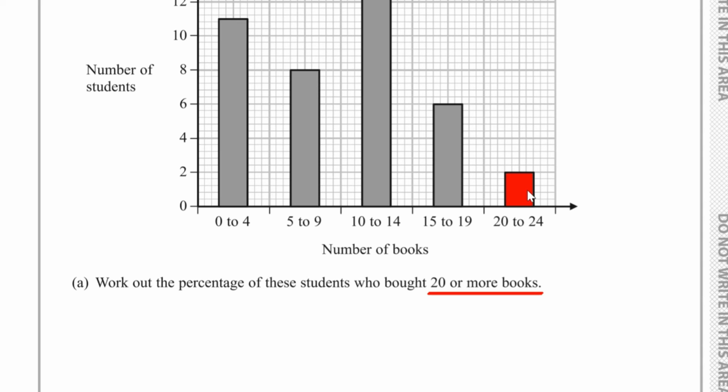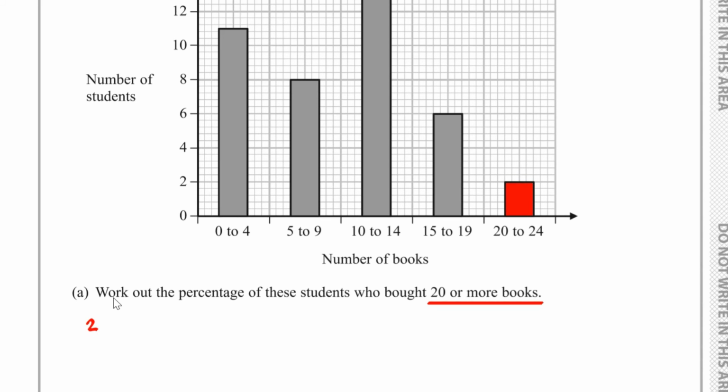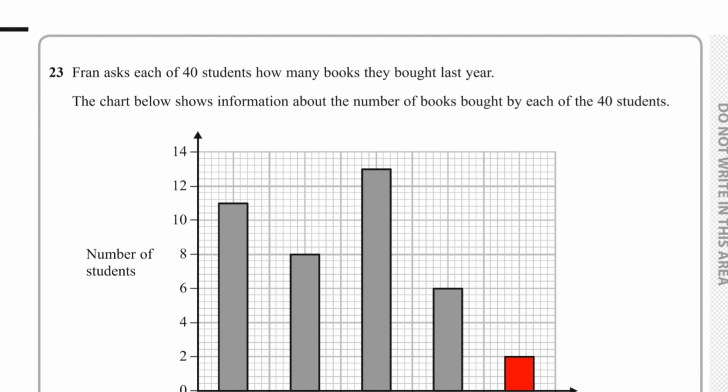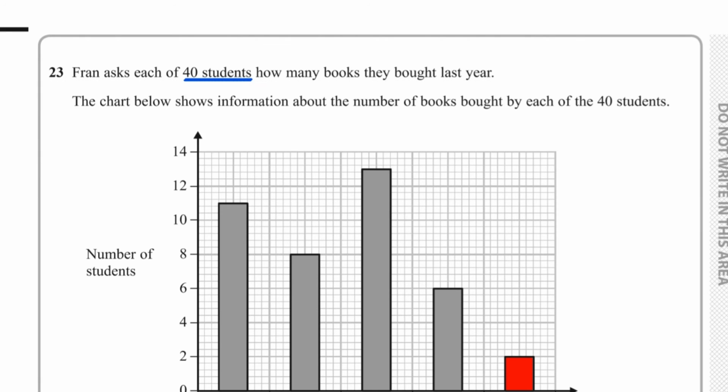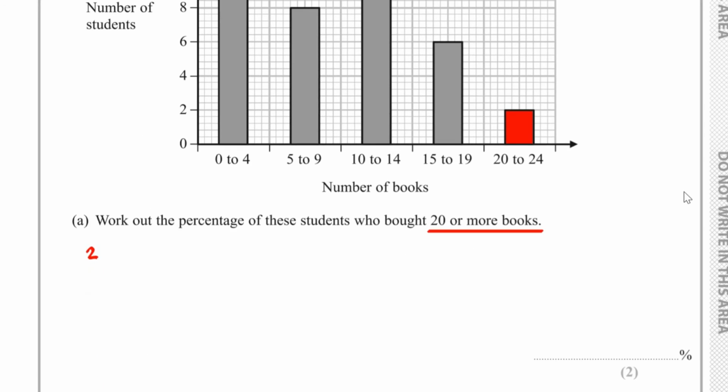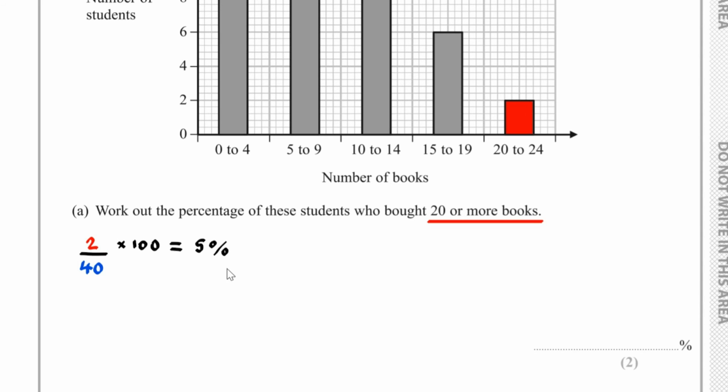Well, here we've got 20 or more books, that corresponds to 2. What we have as well is 40 students in total. So to work out the percentage, we need to do 2 divided by the 40, and then we multiply this by 100, and if I work this out, we get 5%.